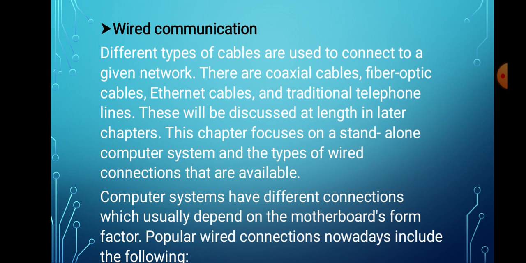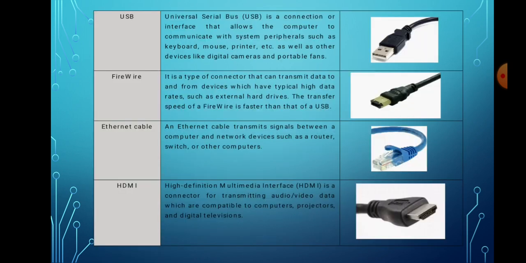This chapter focuses on a standalone computer system and the types of wired connection that are available. Computer systems have different connections which usually depend on the motherboard's form factors. Popular wired connections nowadays include the following: the USB, or Universal Serial Bus, is a connection or interface that allows the computer to communicate with system peripherals such as keyboard, mouse, printer, etc., as well as other devices like digital cameras and portable fans.